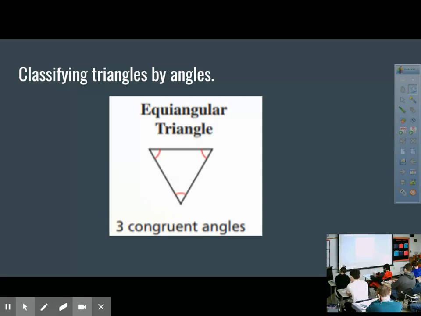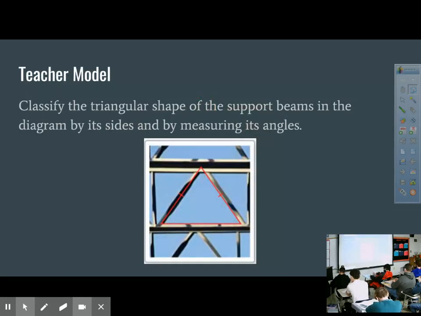Alright, let's do an example. Classify the triangular shape of the support beams in the diagram by its sides and by measuring its angles. Well, I'm not going to actually go through and measure the angles, so we're just going to do it by sight.